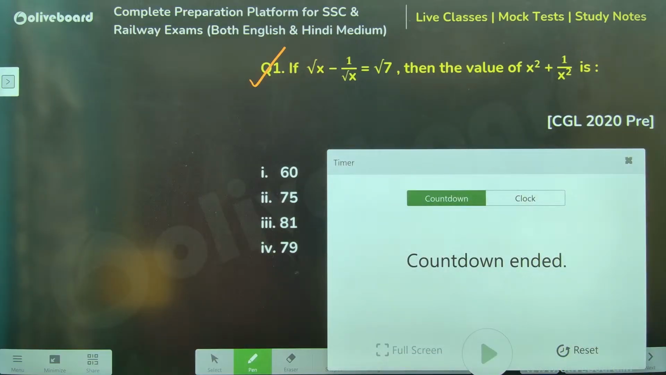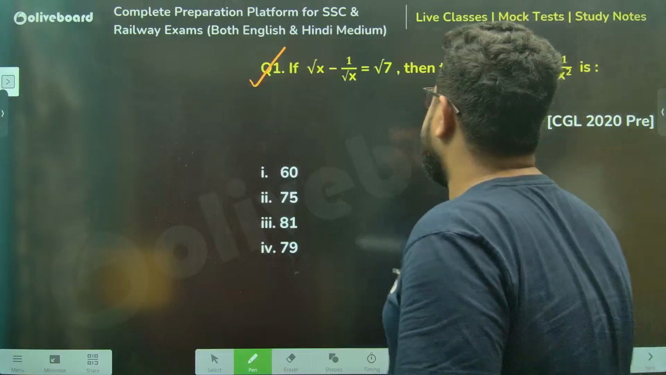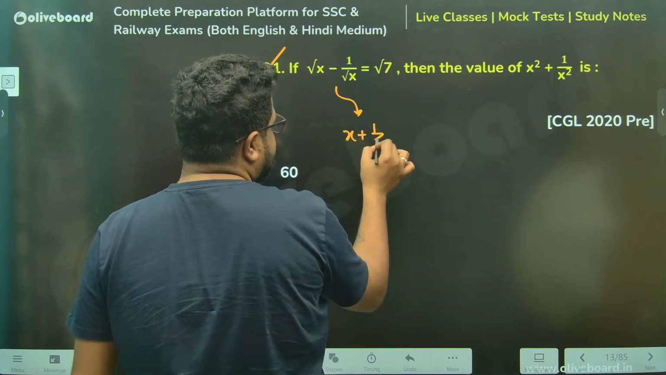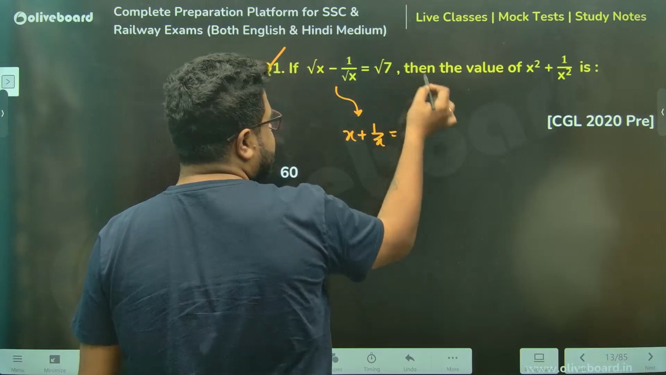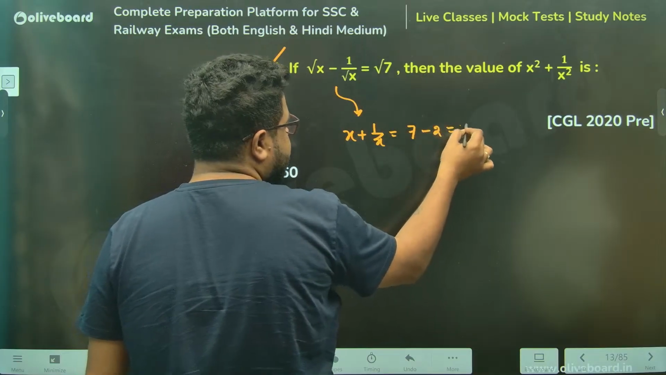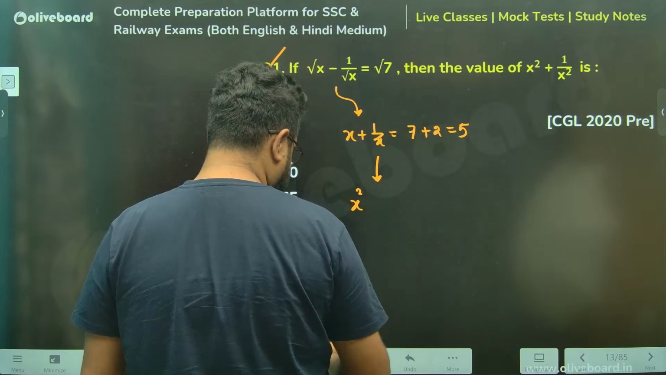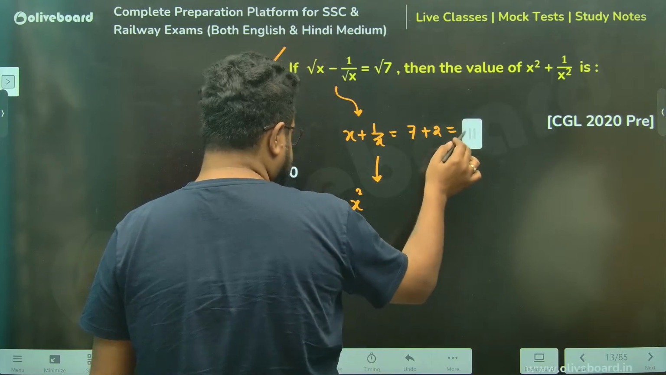Time is up. Answer: 79, I got. Chalo. Sir, again, this is double. So x plus 1 by x will be how much, sir? This thing square minus 2, which is 5. Again, you repeat the process. Sorry, minus 2 plus 2. My mistake. Same mistake I did then as well.